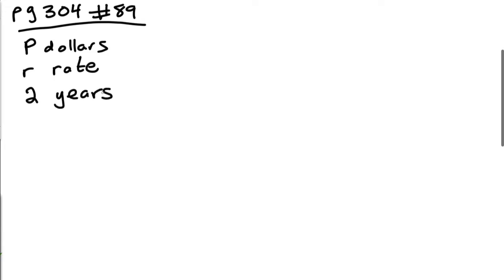Okay, so we're going to do the problem on page 304, problem number 89. If you want to refer to that, it says that P dollars invested at an annual interest rate of R for 2 years. So we have P dollars, R represents the interest rate, and then we have 2 years. Okay, so that's the information we start off with.